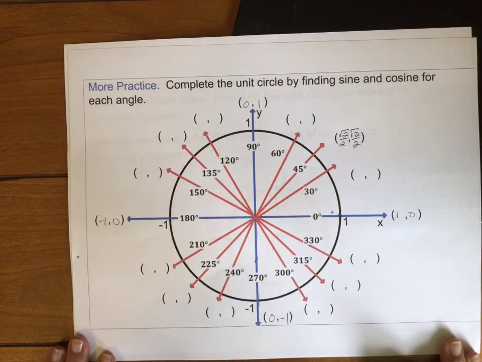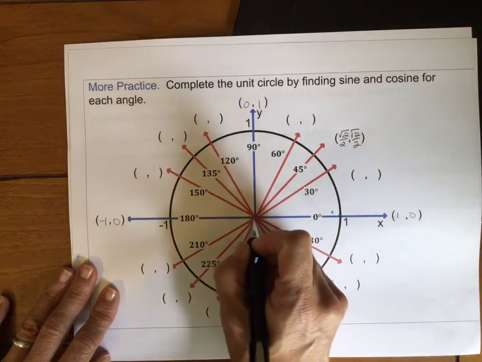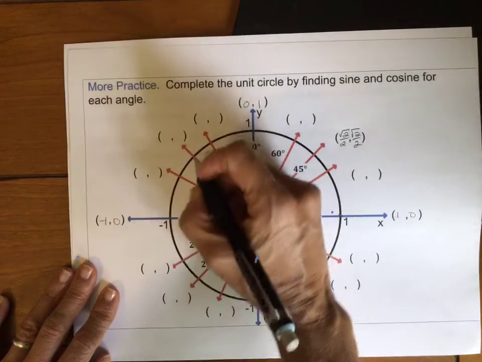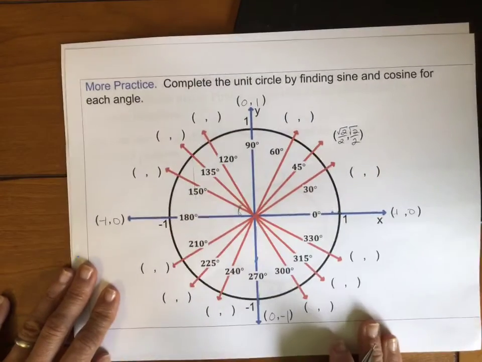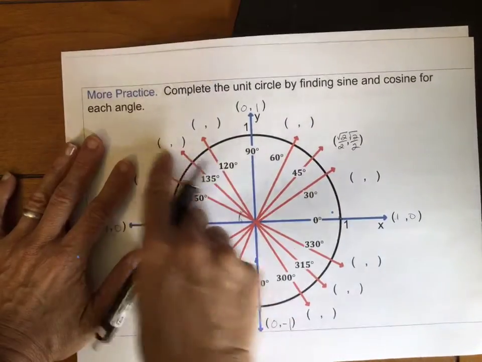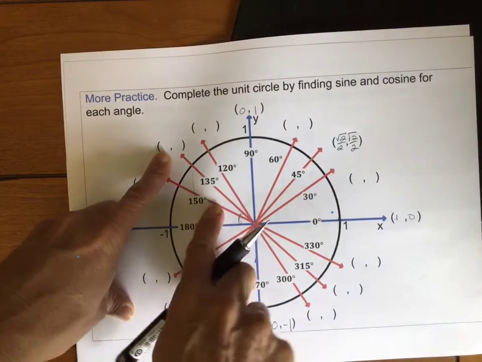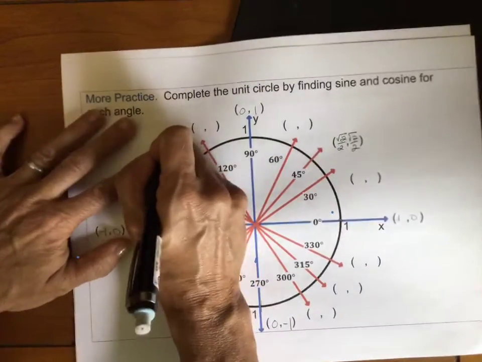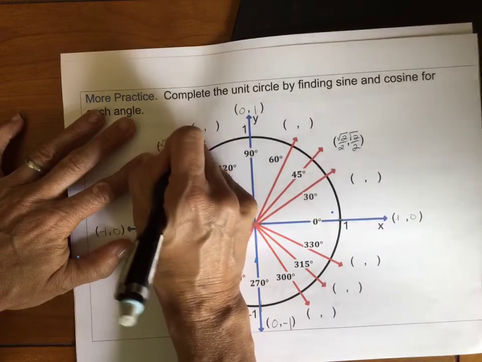Are there any other 45, 45, 90 triangles around this unit circle? Well, there are. There's one in each quadrant. So over here at 135, this angle, my reference angle here, would be 45 degrees. So I know that these are my numbers over here as well, except for my x value in quadrant 2 is negative. So negative root 2 over 2 and a positive root 2 over 2.